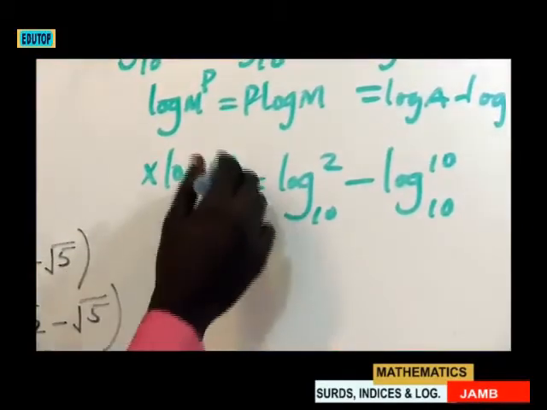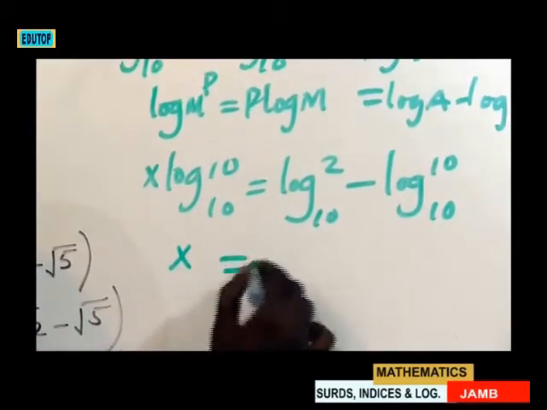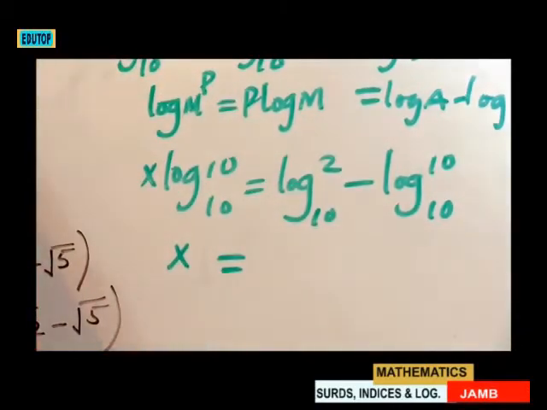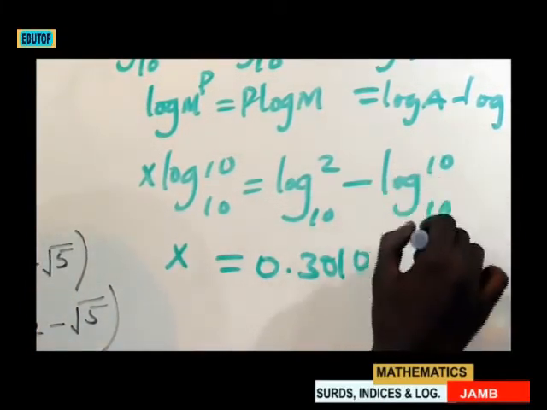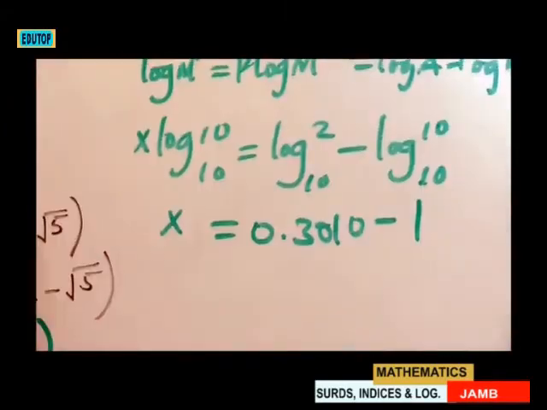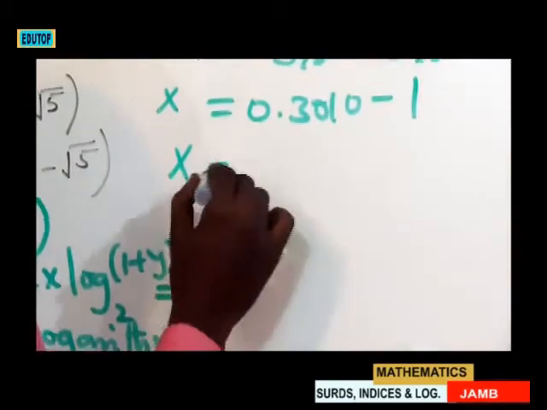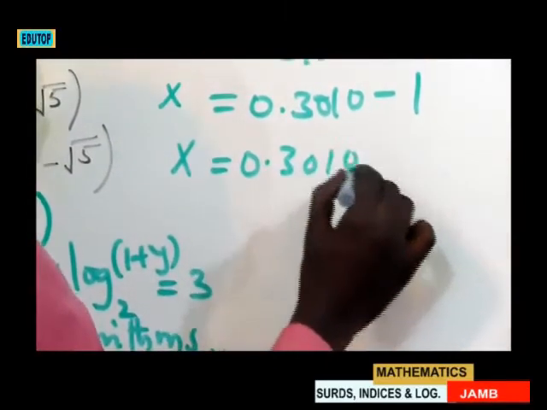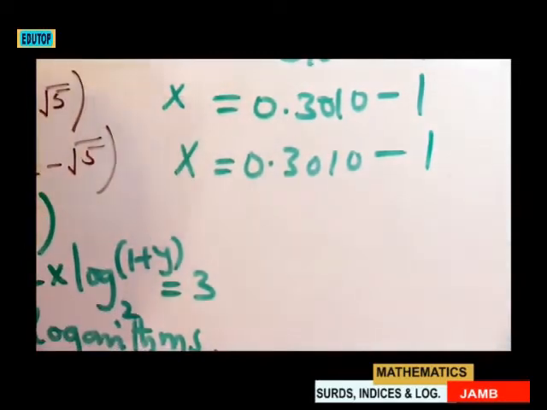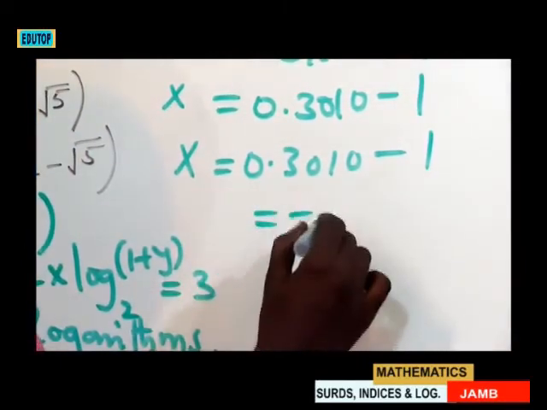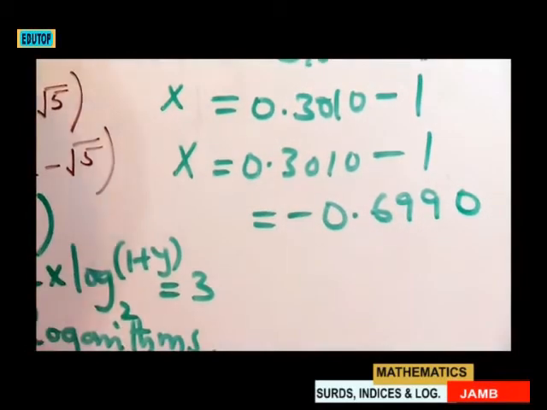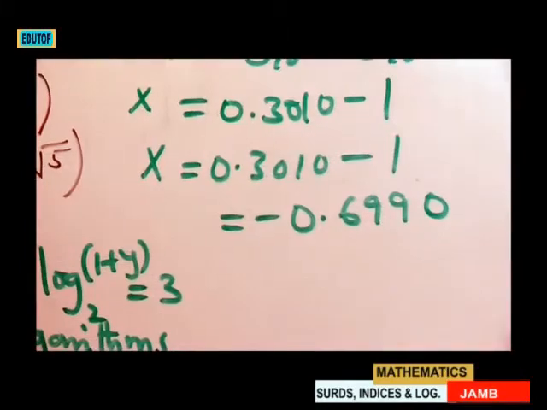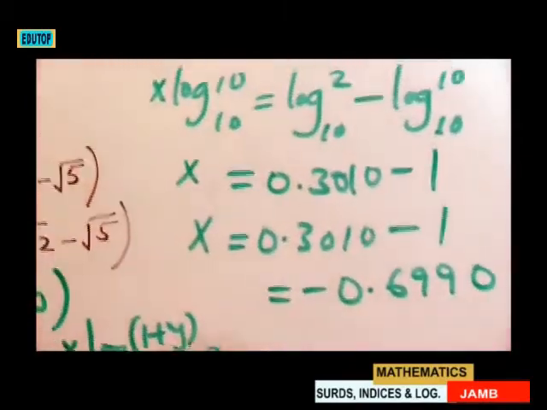Then here, log of the same base is 1, so x times 1 is x. Log of 2 has been given to us in the question as 0.3010, minus log to the same base, which is 1. So I have x equals 0.3010 minus 1, and that would definitely give us minus 0.6990. So we'll go to our options and try to search for the one that correlates with that.